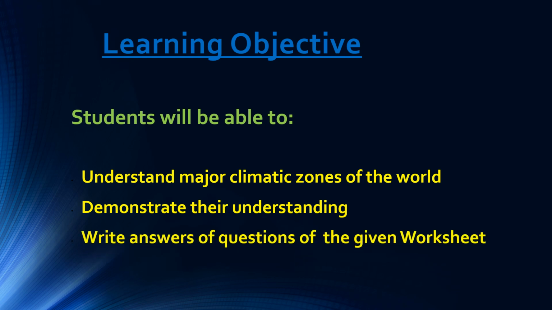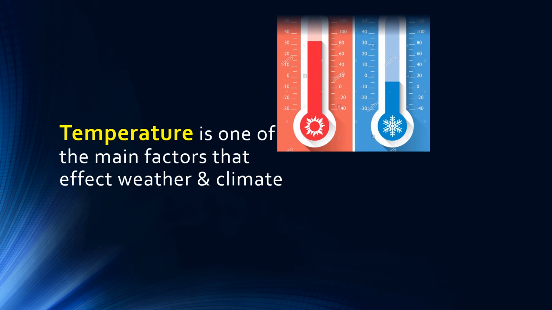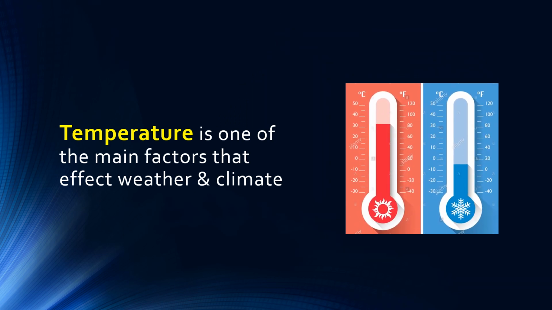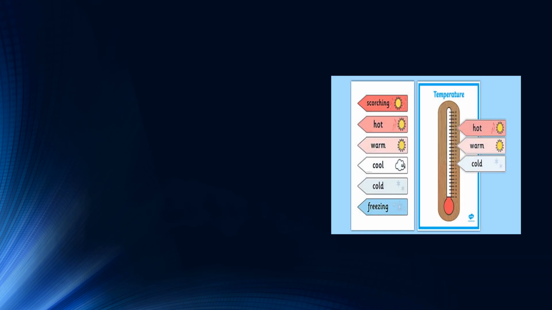Dear students, temperature is one of the main factors that affect weather and climate. We learned in our previous lessons that temperature is a very important factor that affects weather and also climate. The temperature of a place changes from time to time. The change leads to a change of weather and climate.